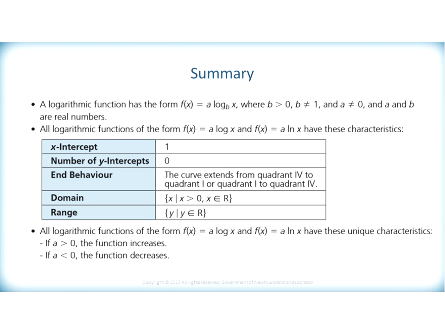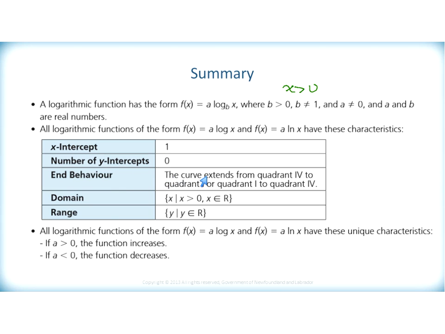So in summary, a logarithmic function of the form f of x equals a times log x base b, where b must be greater than 0, and b cannot be equal to 1, and a is not equal to 0. And a and b are real numbers. Also, x must be greater than 0. All logarithmic functions of the form a times log x and f of x equals a times ln x have these characteristics. There's one x-intercept. There are 0 y-intercepts. The x-intercept will also be 1 and 0.